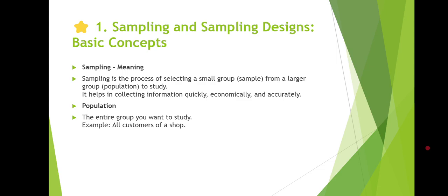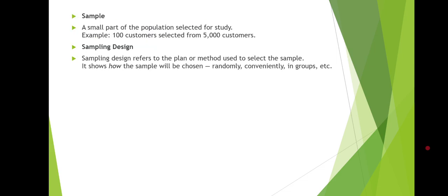So now let's talk about sampling design. Sampling design simply means the plan or method we use to select the sample. It answers questions like how will we choose our sample. So there are different sampling designs. Some select people randomly and some select them based on convenience or judgment. Choosing the right design is very important because a good sampling design gives accurate, fair and reliable results.